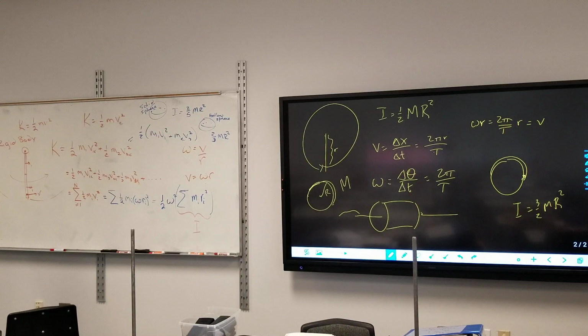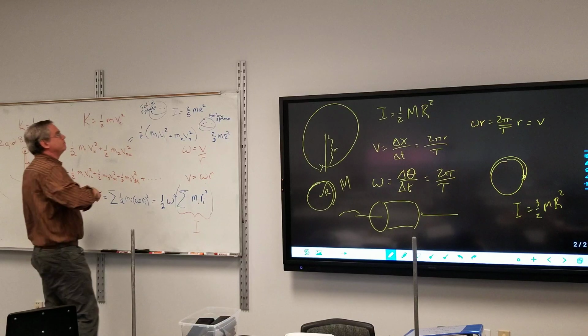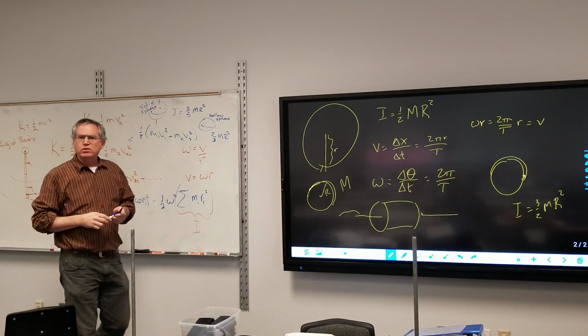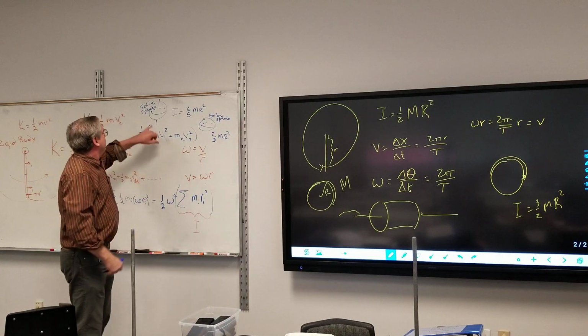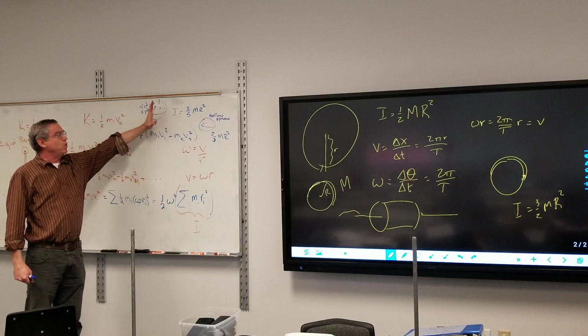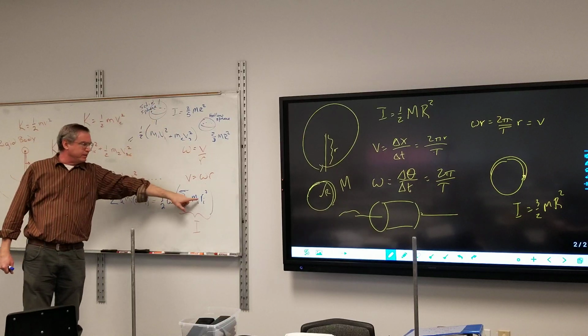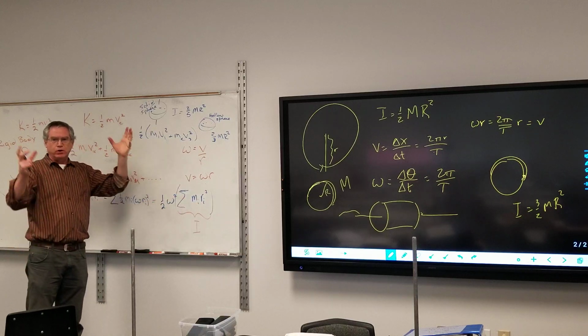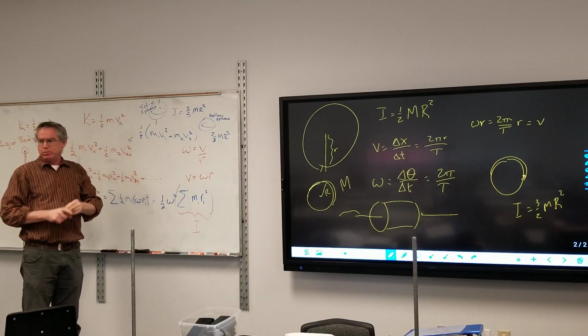For the solid sphere and the hollow sphere, how does it change even though the mass is the same? The mass distribution changes. In the solid sphere, I have more mass close to the axis, and remember that this r squared, this r has a much greater impact. So the closer mass is to the axis, the lower the moment of inertia.